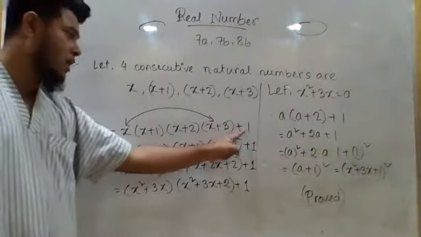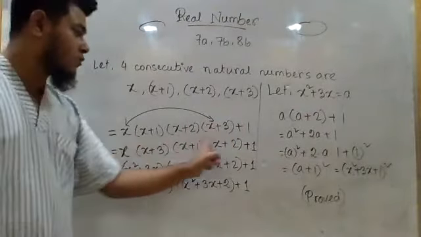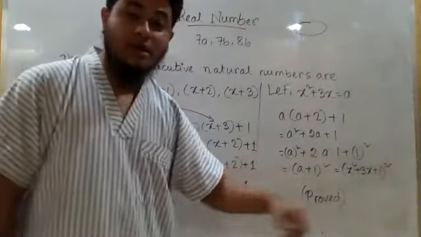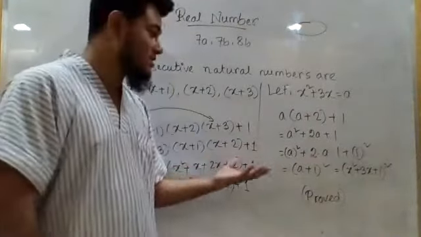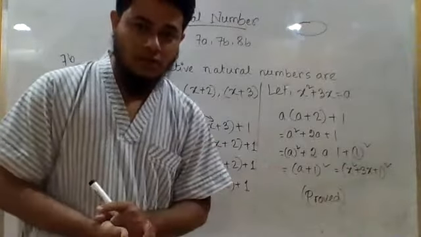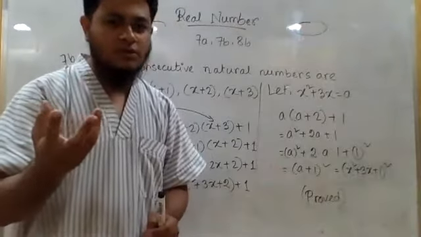If I add 1 with the product of 4 consecutive natural numbers, then what will happen? I will be getting a perfect square. Now this is a theoretical proof. You may think, sir, does it actually work practically? Take any four numbers and see, it will work, inshallah.